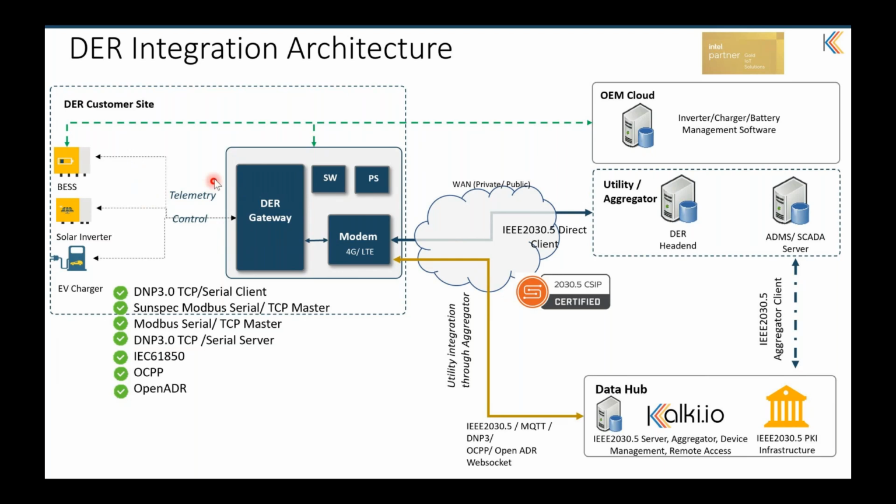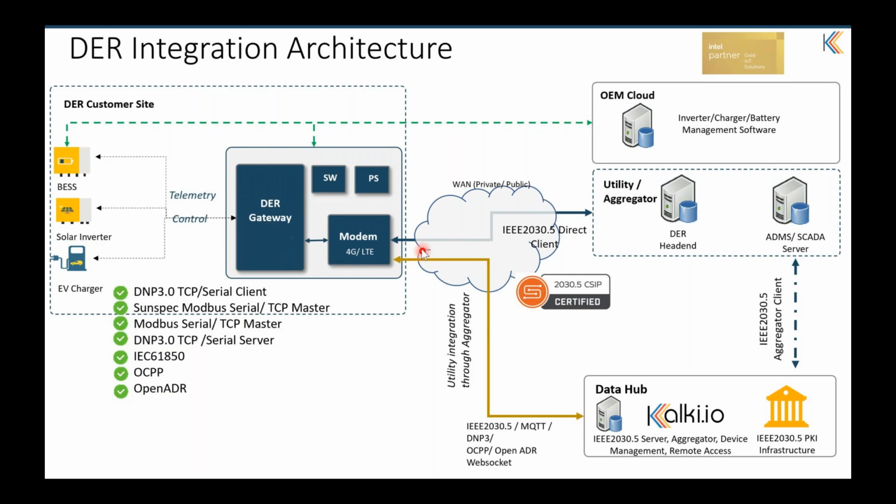You can see that the gateway can connect to multiple types of DERs like BESS, solar inverters, or EV chargers. And the gateway has protocol support to communicate with multiple makes and models of DERs out there. It could be BMP3, SunSpec Modbus, standard Modbus, 61850, or OCPP, the Open Charge Point Protocol, for integrating with EV chargers. It could be OpenADR as well for connecting with the demand response load directly to the gateway.